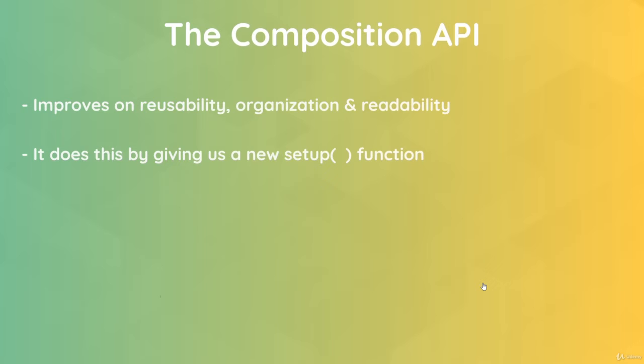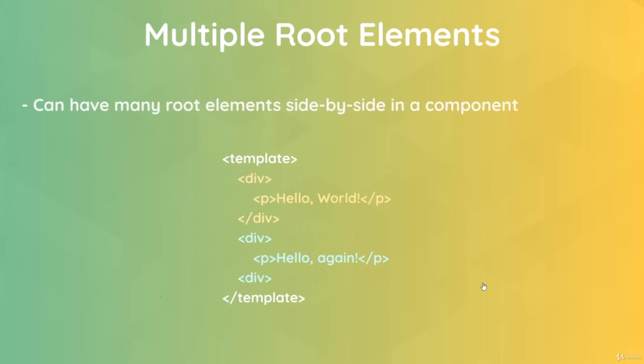The next big change is that we can now have multiple root elements for a component template. So before, we'd have to wrap everything inside a single root element inside the template, but now we can have as many root elements side by side as we like. A bit like this, we have two divs right here and they are both root elements. That wasn't allowed in Vue 2, but in Vue 3 this is absolutely fine. So this is definitely a good thing because it reduces the amount of unnecessary HTML code in our web page.